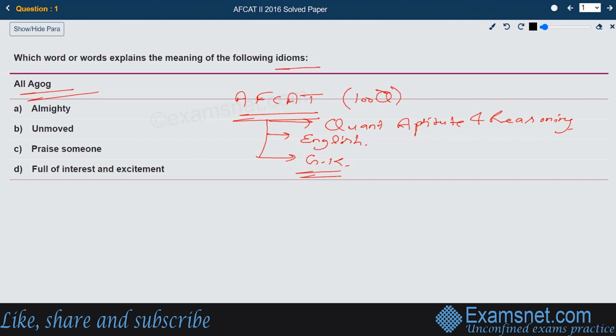All agog, the one option is almighty. Almighty means one who has got all the powers. Next option is unmoved, something which you cannot move. Next option is praise someone, that is appreciate someone. And the last option is full of interest or excitement, something which is full of energy. The right answer out of these 4 is option D. All agog means full of interest or excitement.